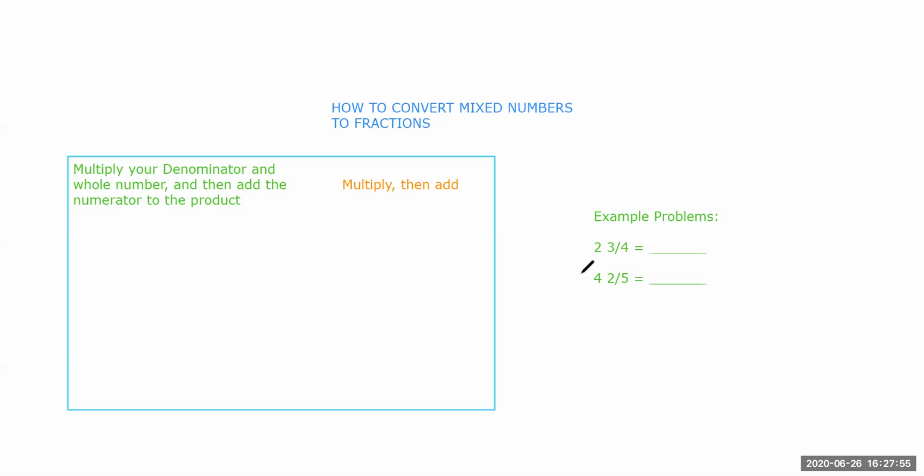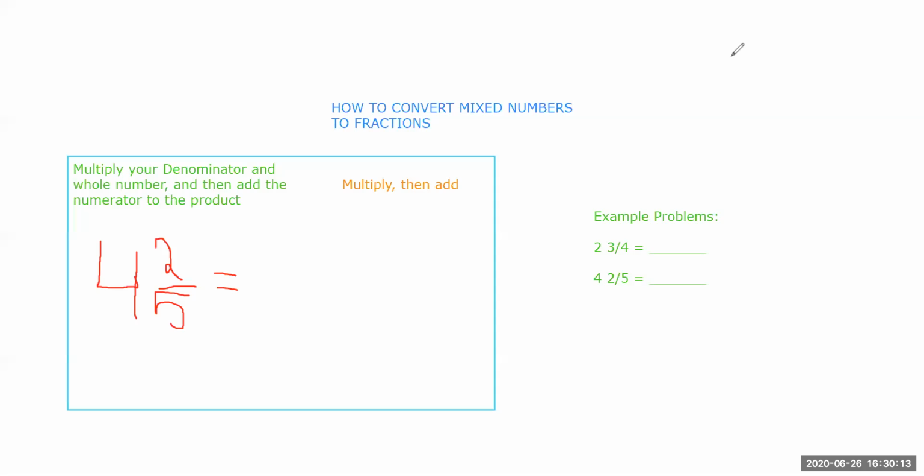So the second problem is 4 and 2/5 equals question mark, because we need to figure that out. So all we're gonna do is, I have written down the things you need to remember, the rules about converting mixed numbers to fractions. So let's write down the number first, and I'll be right back.